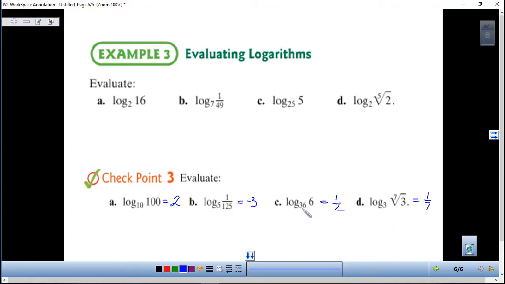What power would I raise 36 to get 6? Well, I know that if I take the square root of 36, I'm going to get 6. So that would mean that I would have to raise it to the power of 1/2. And this one, of course, I can rewrite as 3 to the 1/7 power. So the log base 3 of 3 to the 1/7 is just going to be, remember, when I do a log, I'm looking for what power, so it's 1/7.